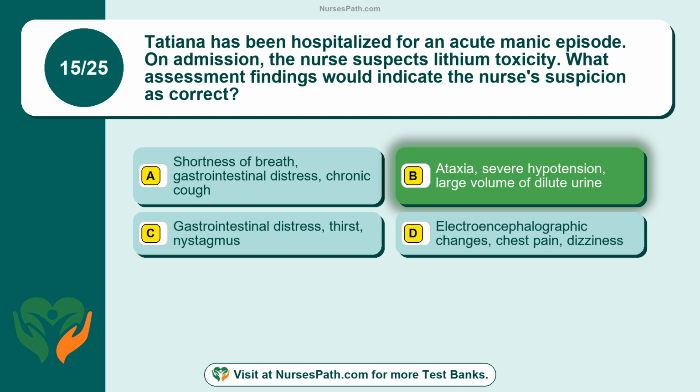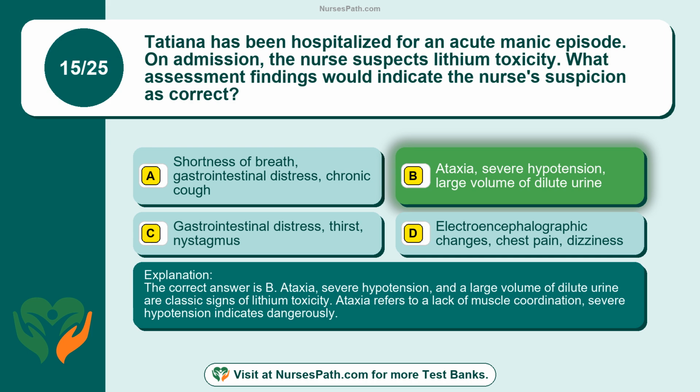Ataxia, severe hypotension, large volume of dilute urine. The correct answer is B. Ataxia, severe hypotension, and a large volume of dilute urine are classic signs of lithium toxicity. Ataxia refers to a lack of muscle coordination. Severe hypotension indicates dangerously.